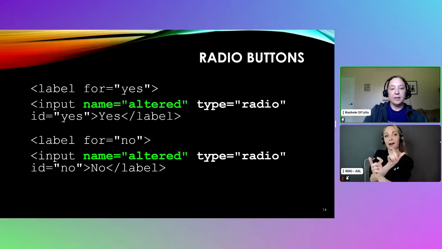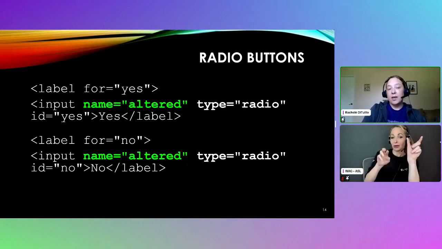And this just gives us a little tighter semantic connection between our label and input. However, we still need to programmatically link our label and input using that for attribute on the label and the ID attribute on the input. So we can see for the first radio button, we have the option of yes. For the second radio button, we have the option of no.